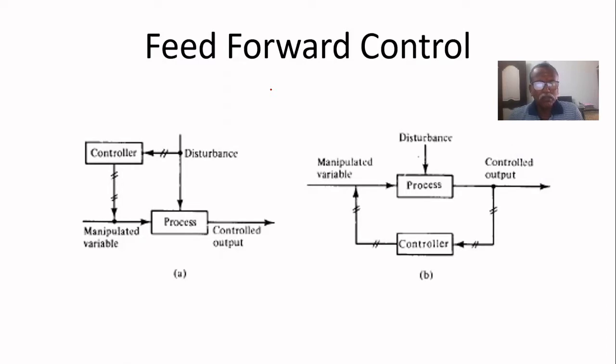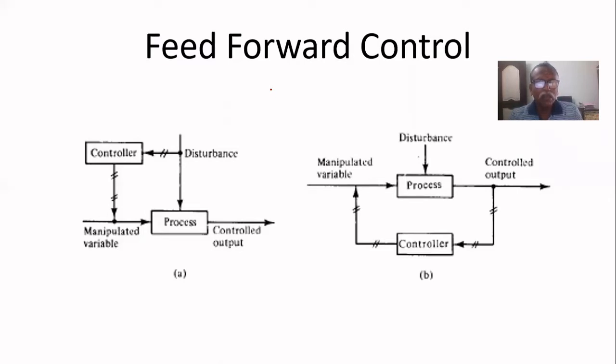The problem with the feed-forward controller is it will not reject all disturbances. It will reject only the disturbance for which it is designed. But on the other hand, a feedback controller rejects all disturbances, including unknown disturbances. Whatever may be the disturbance, if it deviates the process variable, the feedback controller will reject it. But it is not so with the feed-forward controller. It will reject the disturbance for which it is designed.